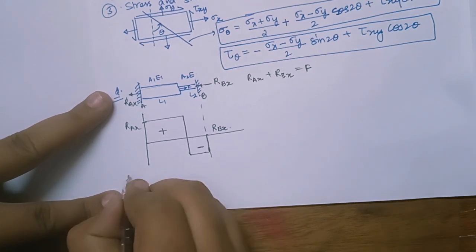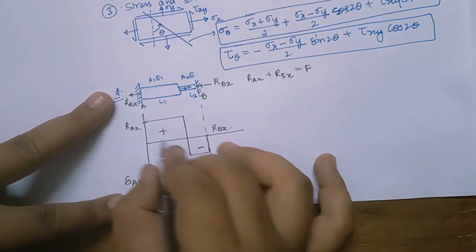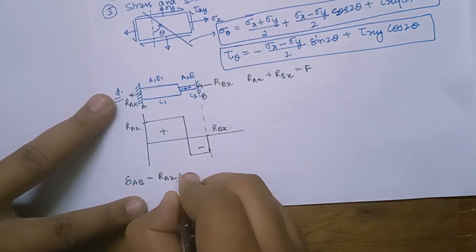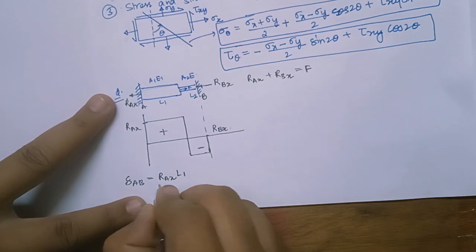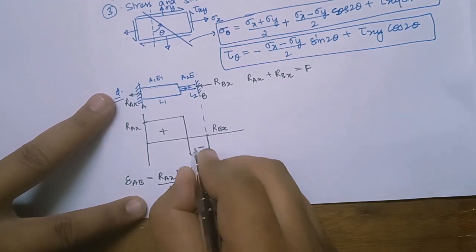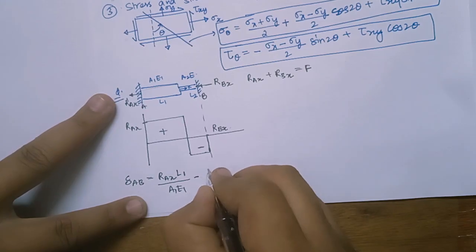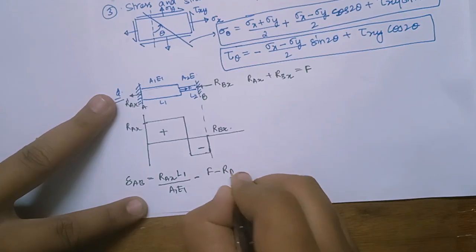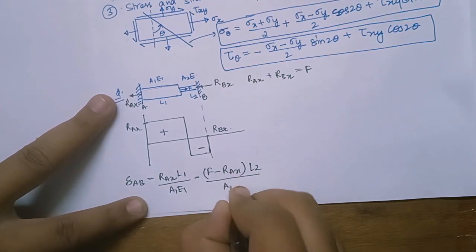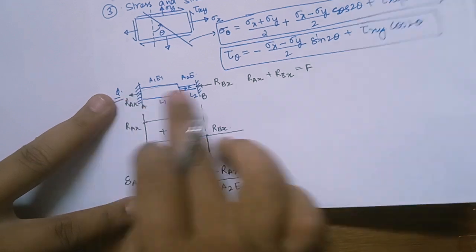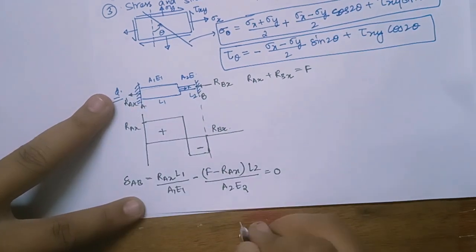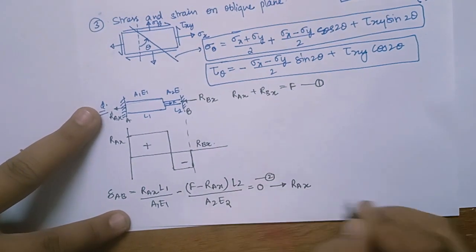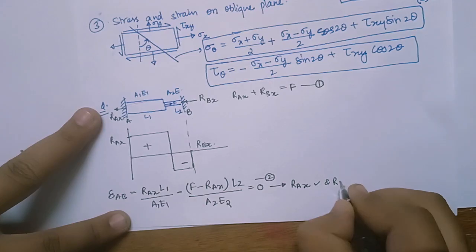Now if I want to calculate the deformation in AB, it will be what? Simple, the area of this part upon AE, area of this part upon AE. So RAX L1 upon A1 E1, and here we will have a negative. So minus, what will be the reaction? I can write (F minus RAX) into L2 upon A2 E2 is equal to 0, the deformation is 0 because they are fixed at both the ends. From here you can calculate RAX, right? So this is equation 1, this is equation 2. By solving these two equations, you will get RAX and RBX, right?